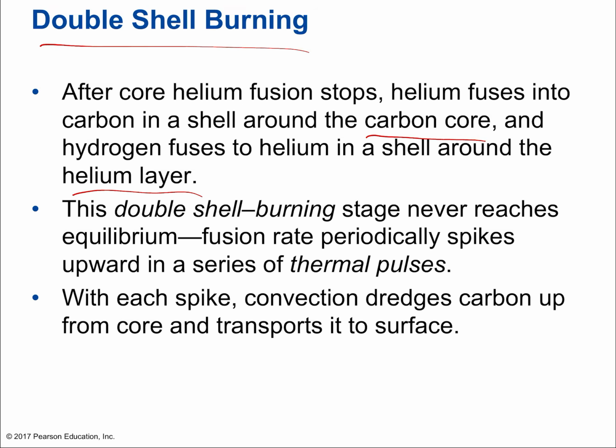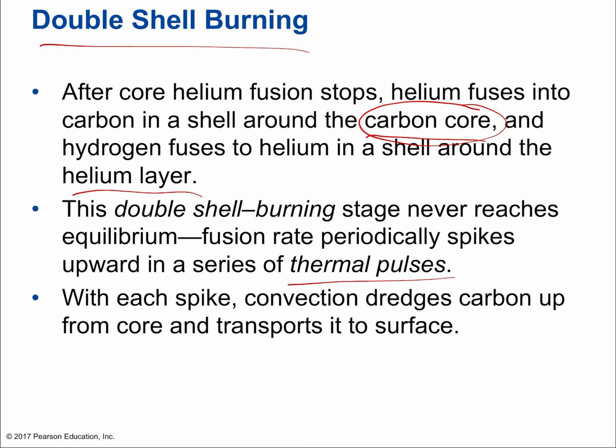So that's double shell burning, because now there's even more energy further out in the upper layers of the star. We're still pretty far in the interior, but we are beyond the core. And so we now have these shells of burning hydrogen on the outside, helium on the inside, and a collapsing carbon core at the very center. And the carbon is, after all, the byproduct of the helium fusion. This double shell burning stage never reaches equilibrium. The fusion rate periodically spikes upward in a series of thermal pulses. So now the star is really, really out of whack, all right.